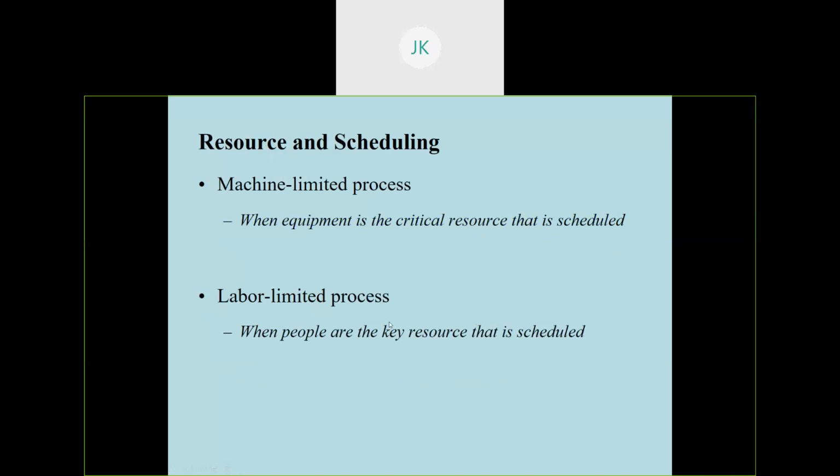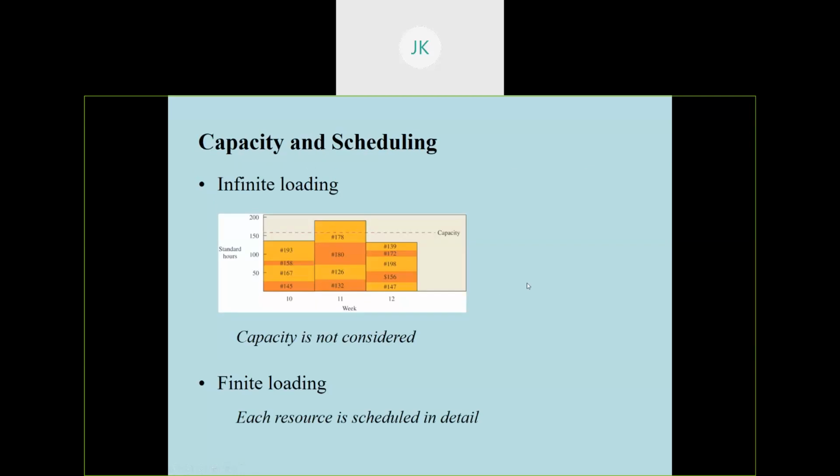Resource and scheduling: machine limited process and labor limited process. Based on available machine hours, or based on labor hours, like earlier we talked about infinite and finite.